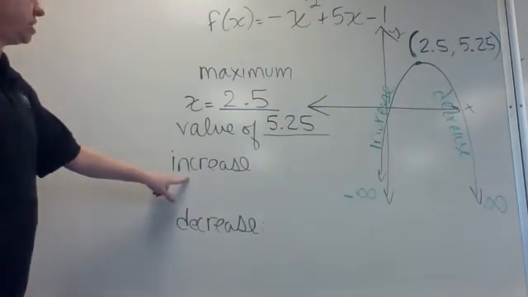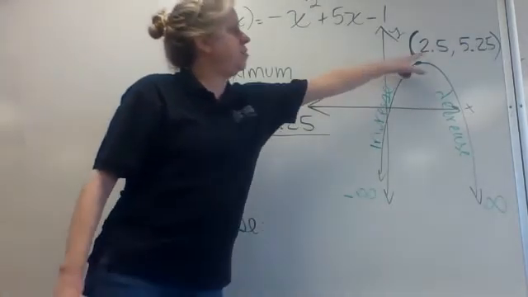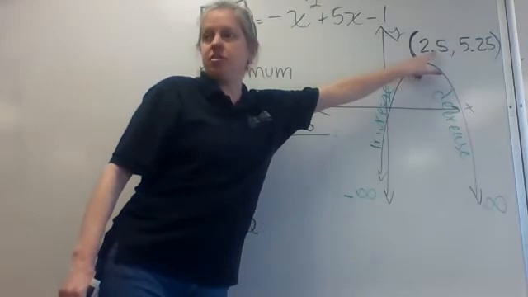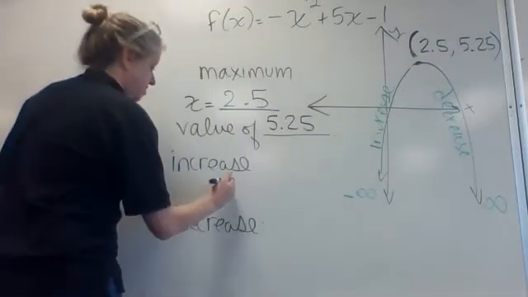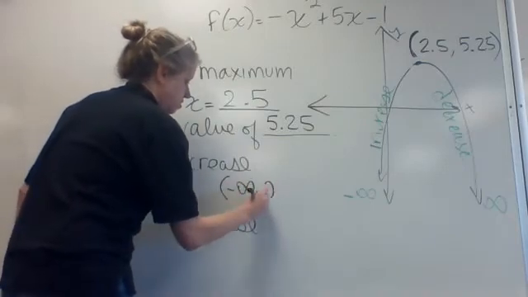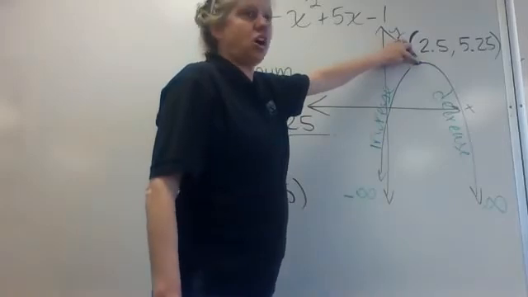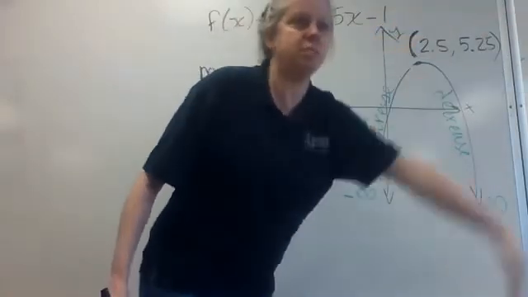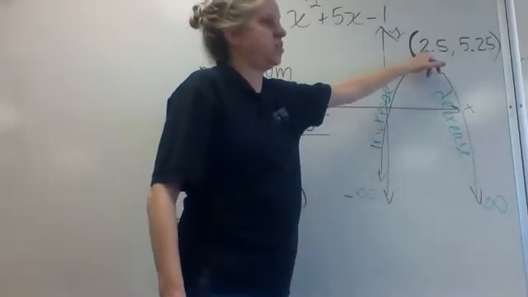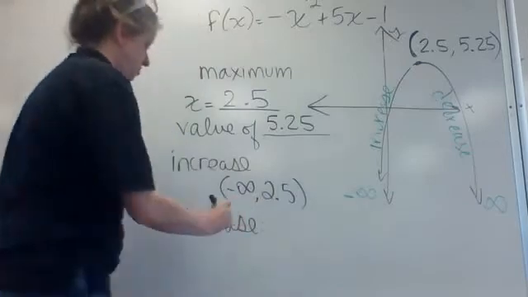So where is the increase from? Negative infinity. What am I using? Always increase and decrease is the x. So negative infinity to 2.5, which is also where it starts to do what? Decrease, right? Once it hits its maximum, it's going to go down. So it starts decreasing at 2.5 to positive infinity.